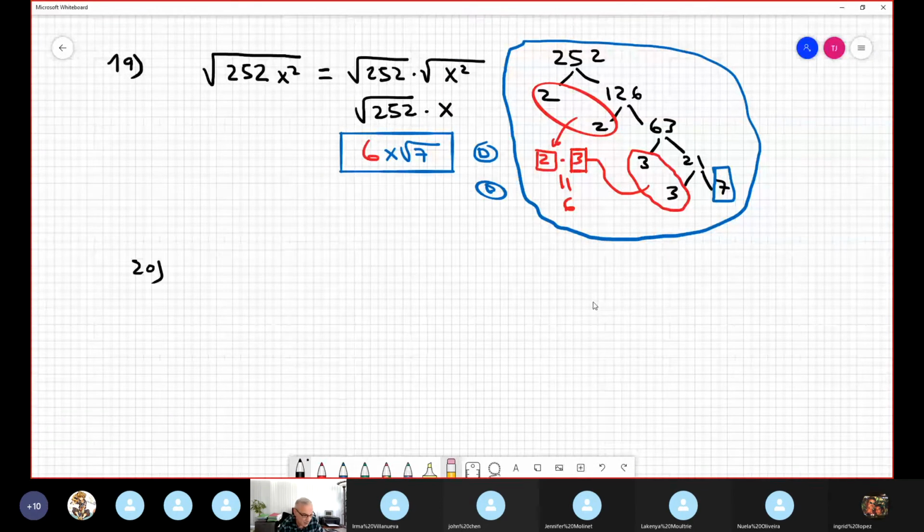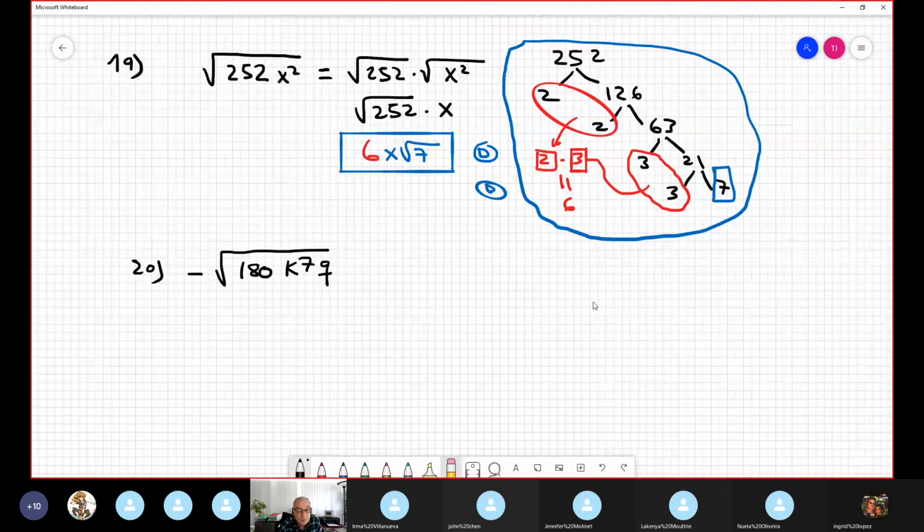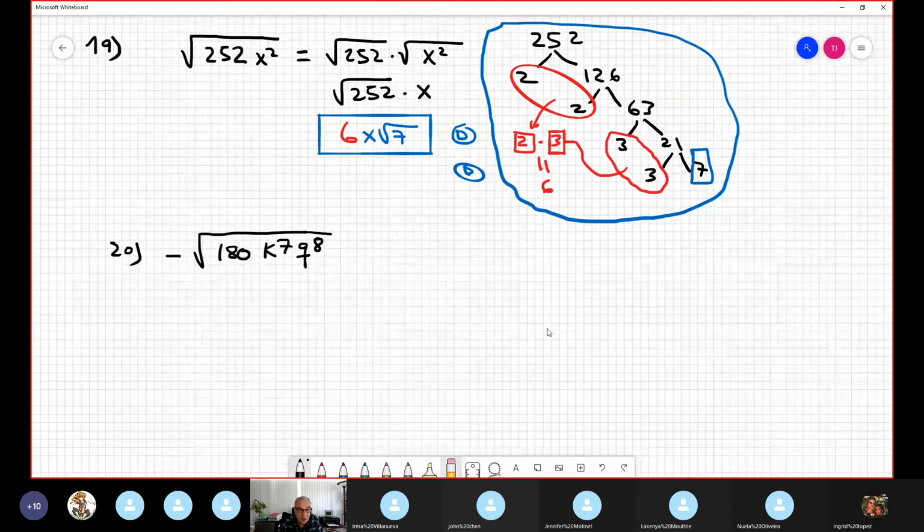Let's see several examples. Little by little, you understand. Negative square root of 180 k to the 7th power and q to the 8th power. Simplify. The question says express the radical in simplified form. Assume that all variables are positive real numbers. Okay, remember one more time, we have this stupid negative outside. Okay, this doesn't represent anything. It's only to confuse you.